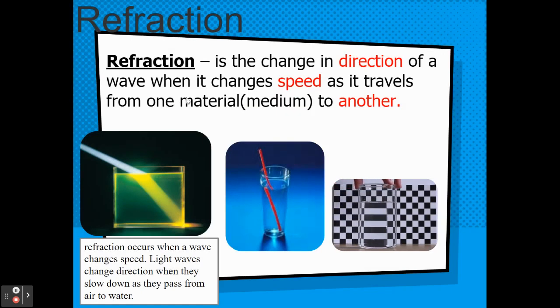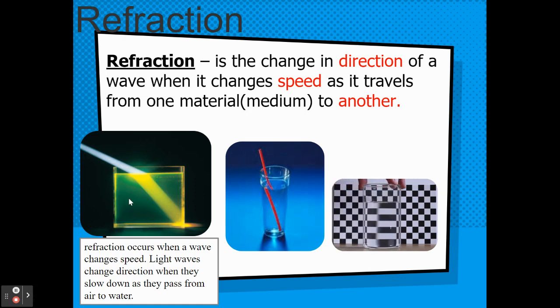And then we've got refraction. So refraction is the change in direction of a wave when it changes speed as it travels from one material or medium to another. So for example, if you've ever put a straw or anything in water, you can see how it looks disconnected. So that's refraction. And you can also see with this glass of water going in front of this checkerboard, the medium, which is the water, is changing the speed at which the wave is traveling.